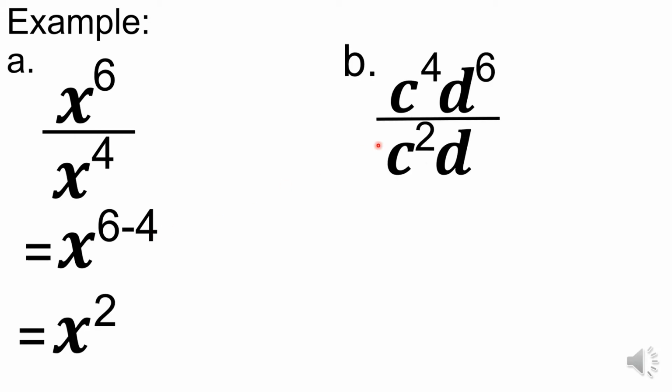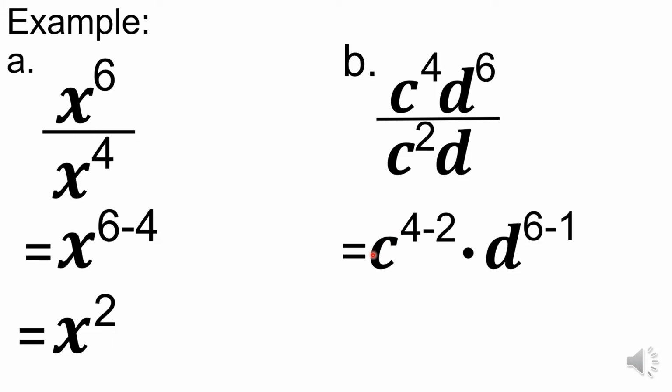Okay? Then another one is c to the 4 times d to the 6 over c squared times d. Notice that this part here has the same base c, and our n here, 4, is greater than our m here. Same thing with our base d, our n is greater than our m. So applying the rule, you get c to the power of 4 minus 2 times d to the power of 6 minus 1. So we got c squared d to the 5th power. Okay?